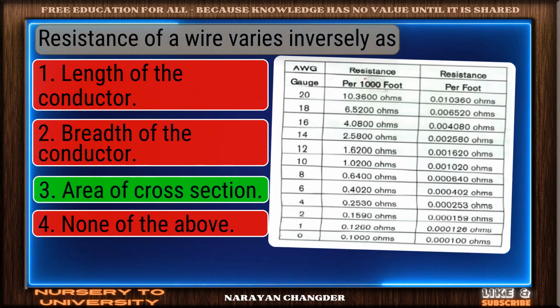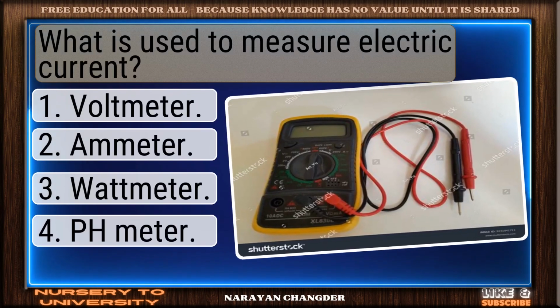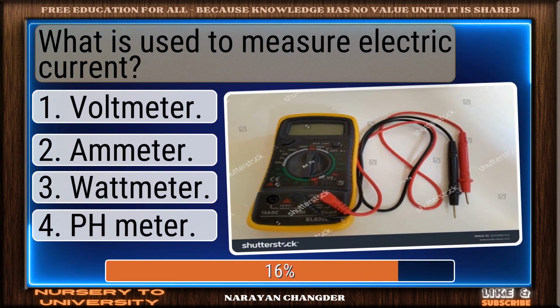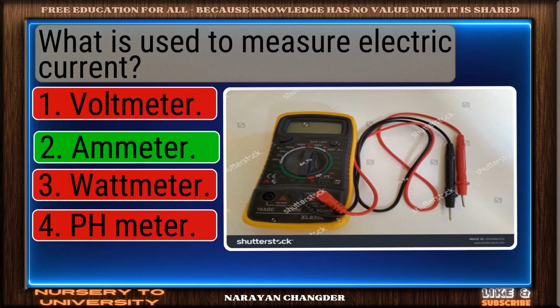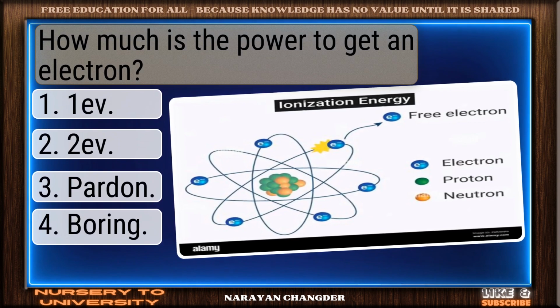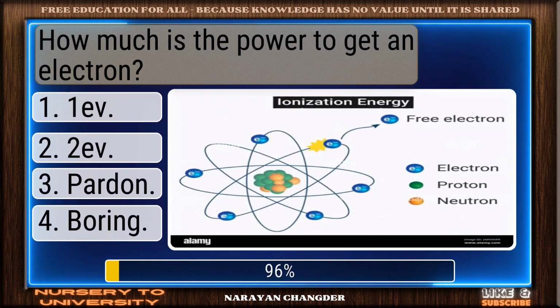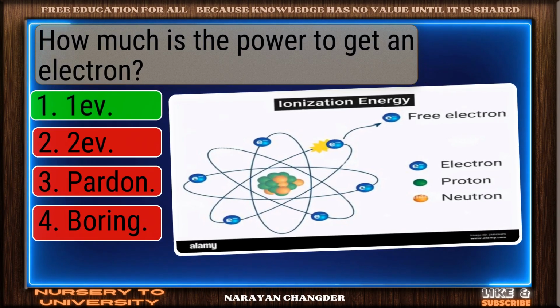Excellent. Area of cross-section is well reasoned. What is used to measure electric current? You got it. Ammeter fits. How much is the power to get an electron? Great job. Watt is accurate.